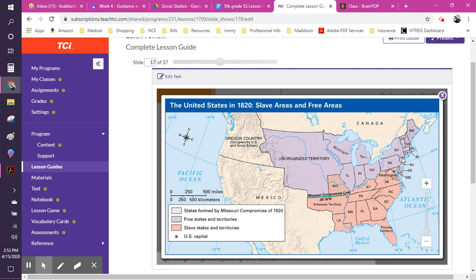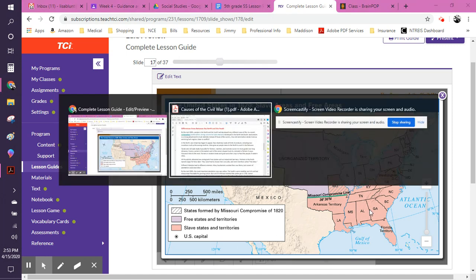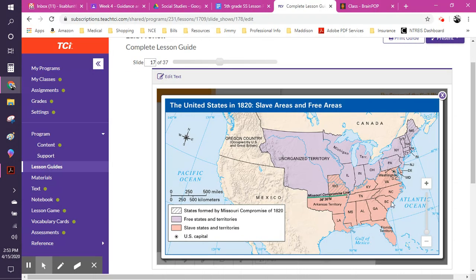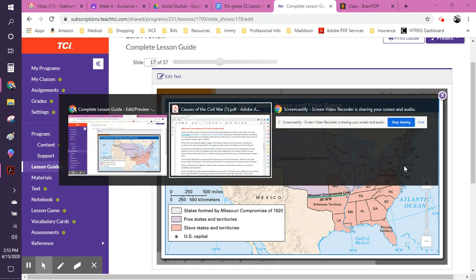economy. So they're trying to say that there was a distinct difference between the North and the South in how they made their money, and then how they shipped those products, so that the people over here on the East Coast could ship things to the West, and the West could, in turn, ship to the East.